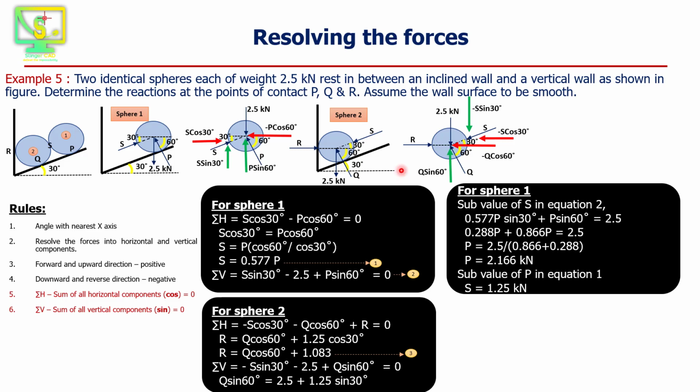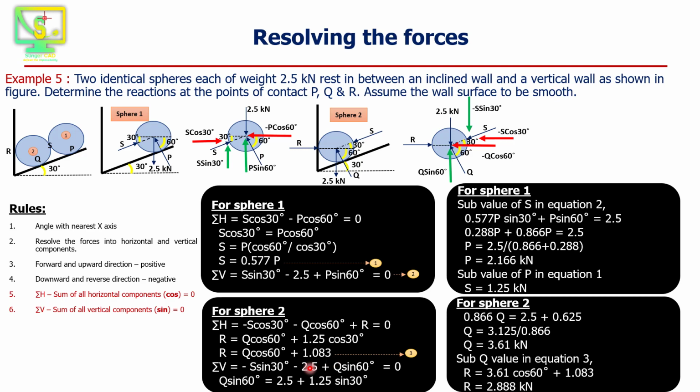In sphere 2, we have to resolve all the horizontal components. R minus Q cos 60 minus S cos 30 is equal to 0. Keep this R in left side, and we can take this two variables to the right side. We get one equation. Now resolve all the vertical components in sphere 2.